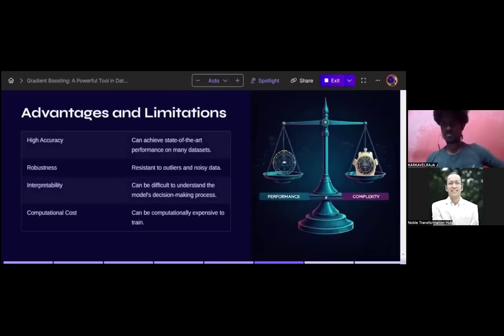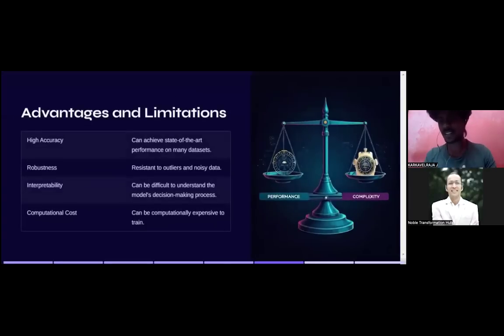Yeah, so let's see the advantages and limitations of this gradient boosting algorithm. High accuracy, so it can achieve state of the art performance on many data sets. It's robust, so it is resistant to outliers and noisy data. Interpretability, it can be difficult to understand the model's decision-making process, because like we are saying, there will be multiple models as weak learners, and the strong learner will learn from them.